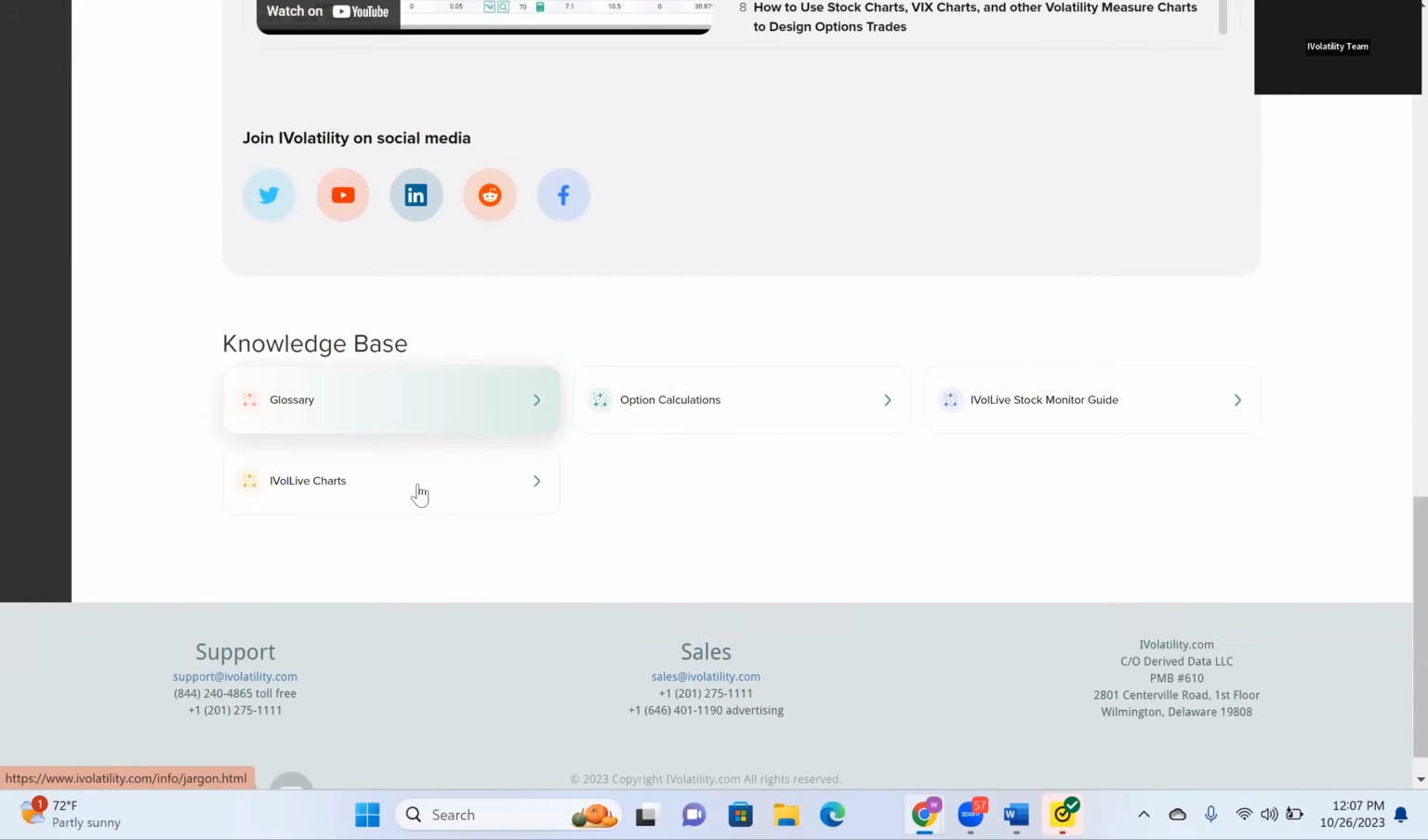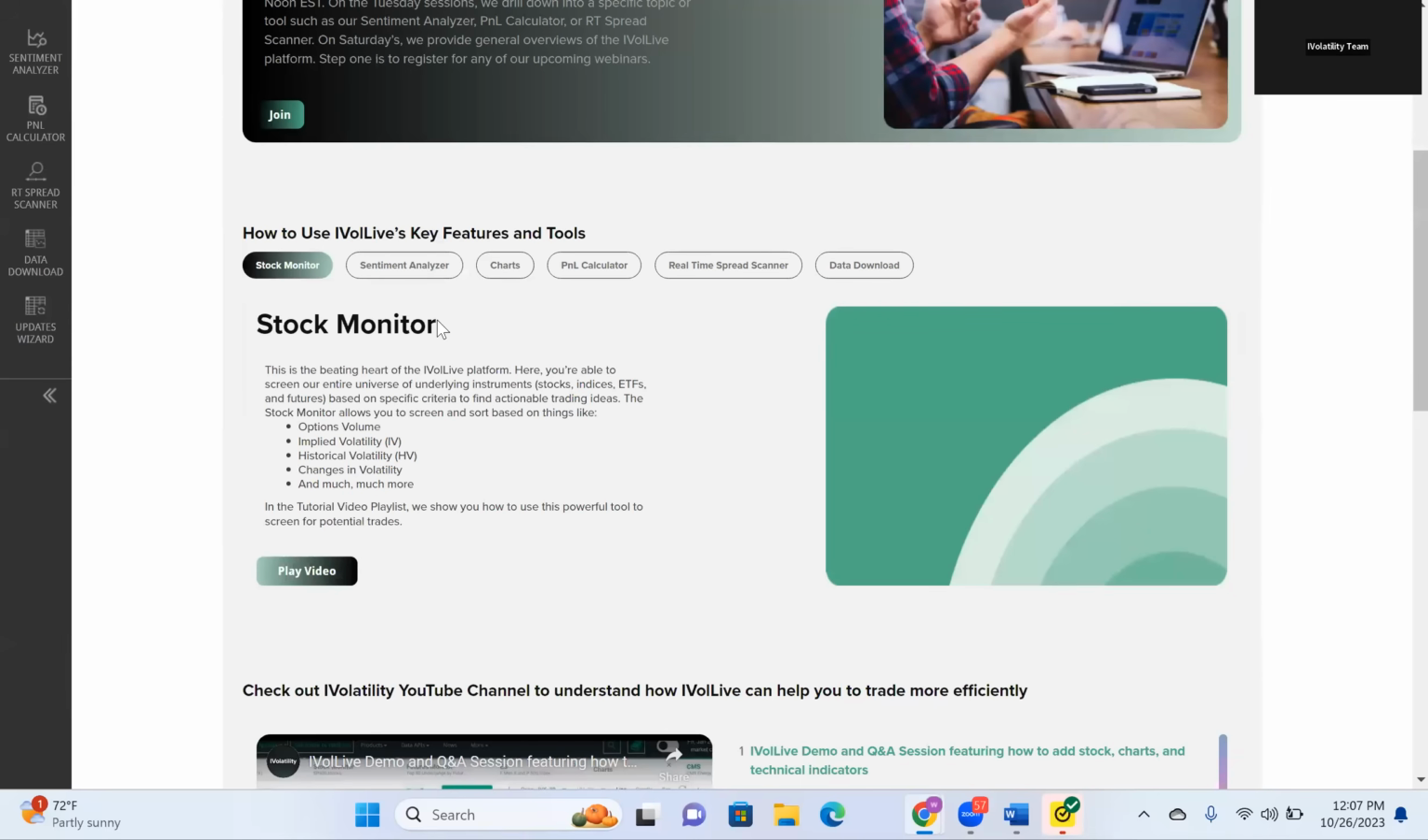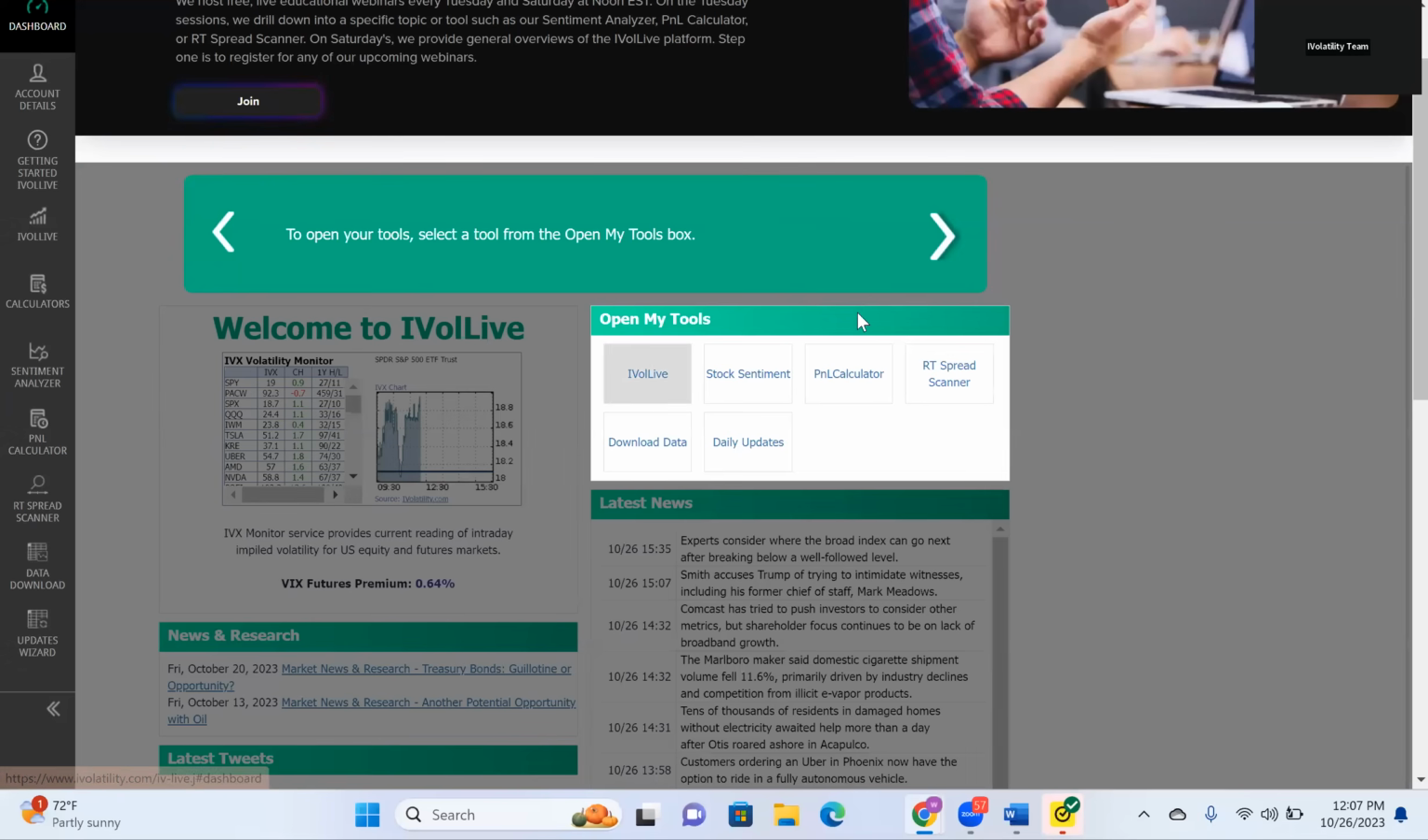We also have our glossary, charts, calculators, and our guides down here in the knowledge base. So it's a very, very cool section we recently updated. Over here, you'll kind of see other ways to access this information. So IVolLive, stock sentiment analyzer, P&L calculator, real-time spread scanner, daily download, and daily updates. So you'll see these kind of mirror each other. But we do have a new tab here we just created for options pricing calculators and probability calculators.